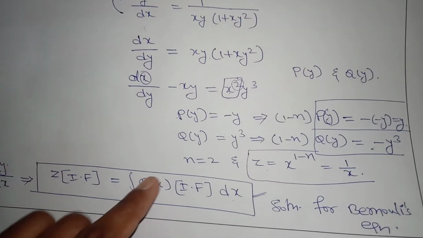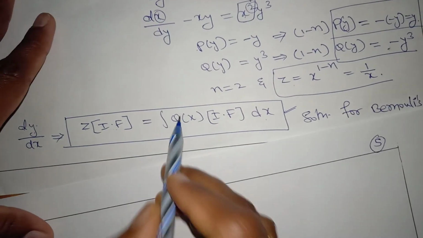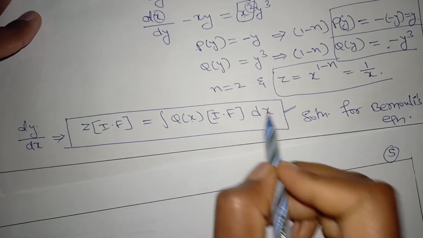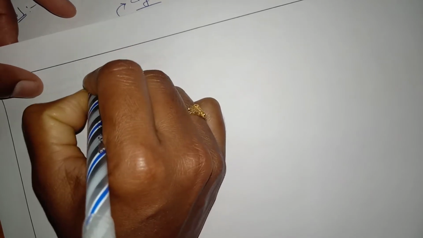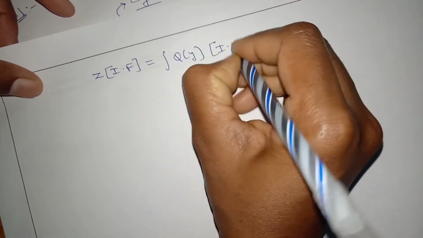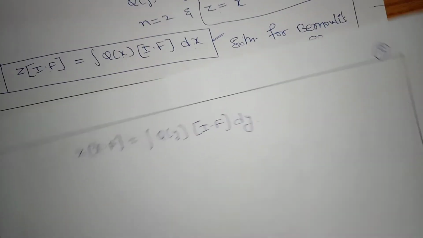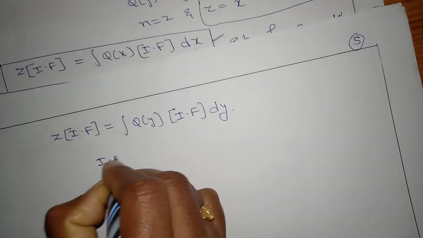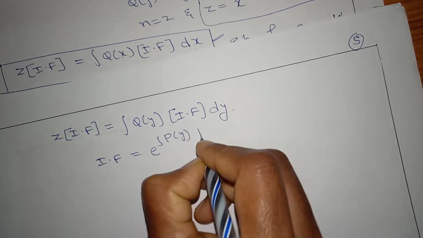Here we have the differential equation in terms of dx by dy. So we have replaced q of x with q of y and dx with dy. Now the general solution will be z into integrating factor equals integral of q of y into integrating factor dy. We will solve for integrating factor. Integrating factor equals e power integral p of y dy.